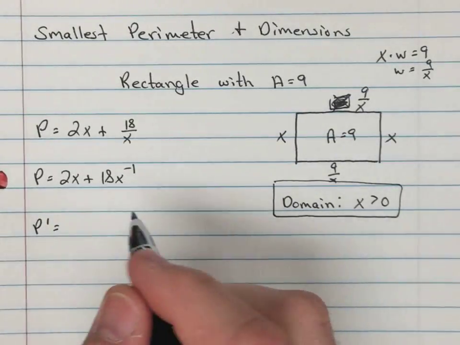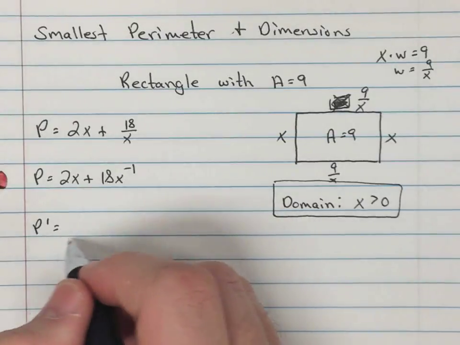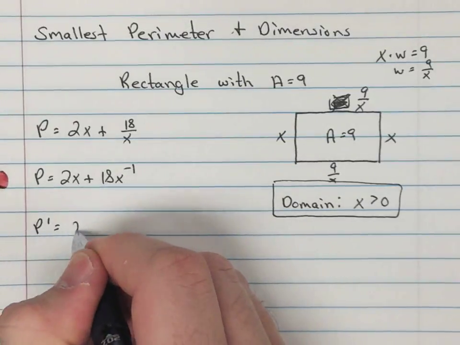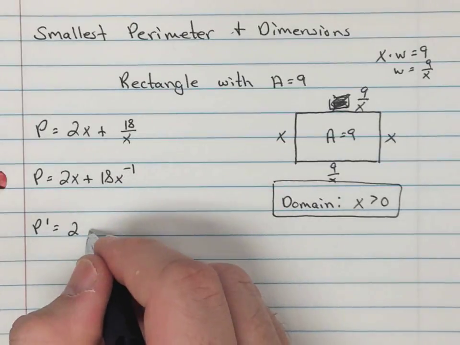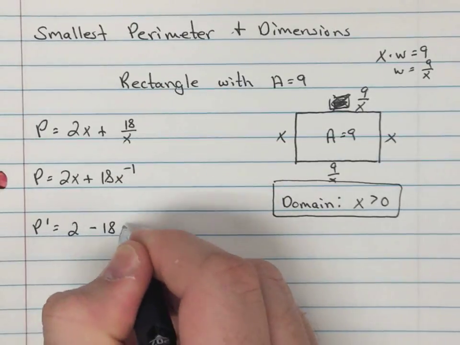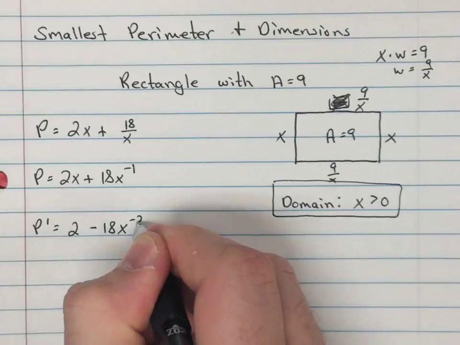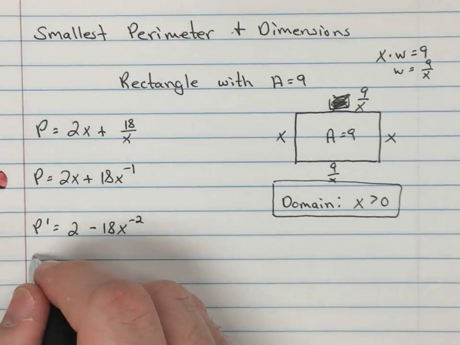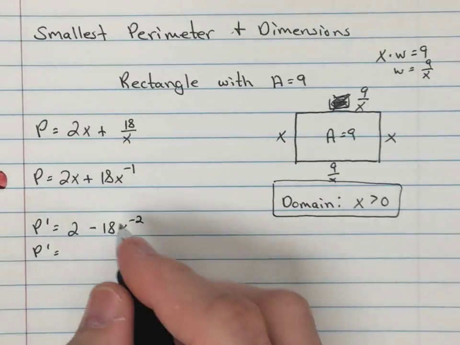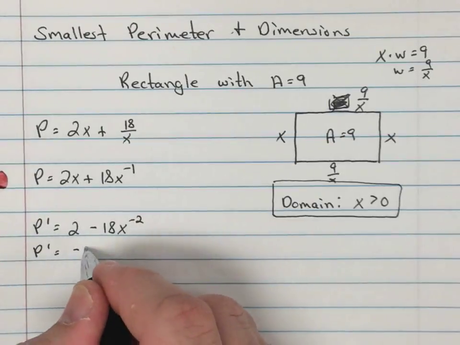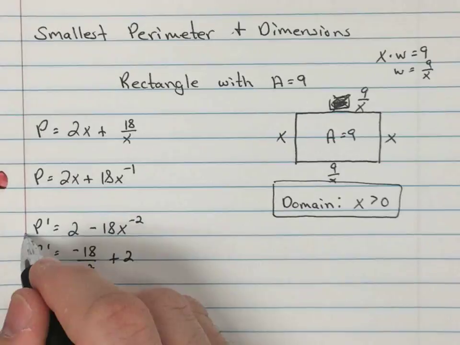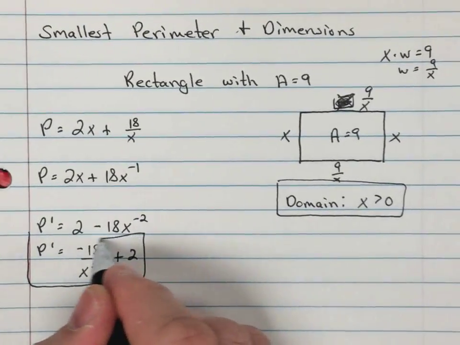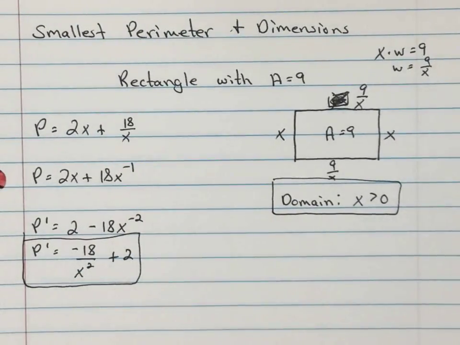Minimize perimeter. Let's go ahead and find the derivative. Derivative of 2x is 2. The derivative of 18x to the -1, bring the -1 down front and multiply, is -18x to the -2. We're going to rewrite that as, let's go ahead and put this stuff first, -18 over x squared plus 2. So that's the function that I'm going to try to find a 0 derivative, or anywhere it's undefined.